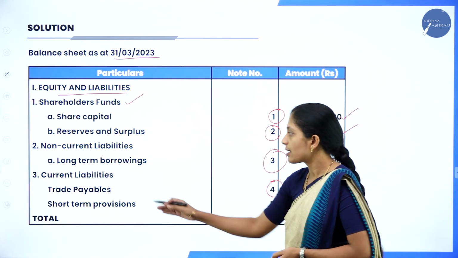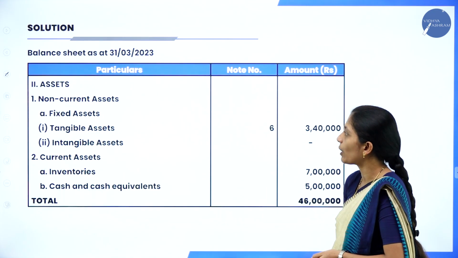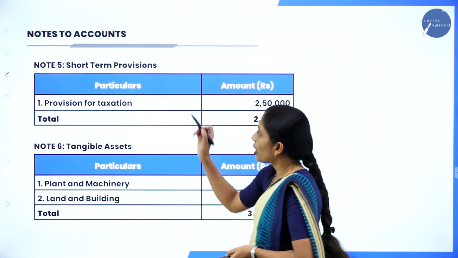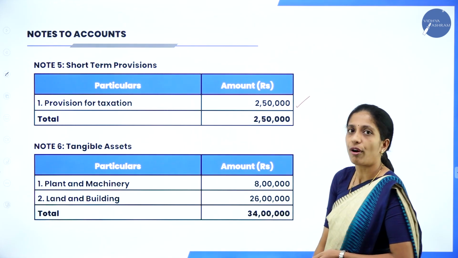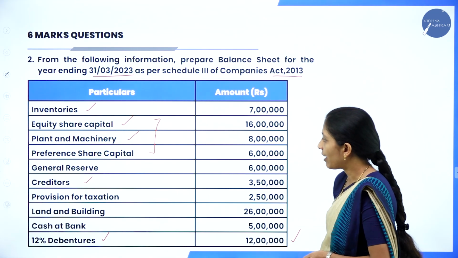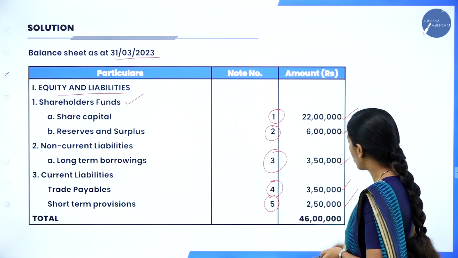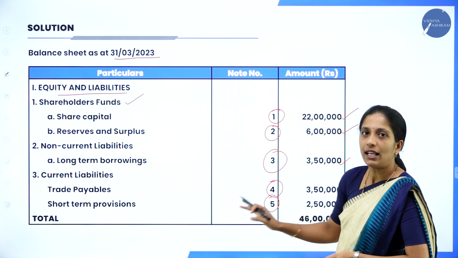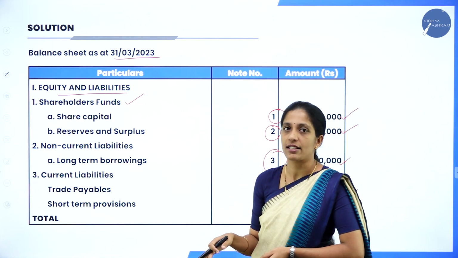And the next one is short-term provisions. Short-term provision is also one of the notes here. That is short-term provision, provision for taxation. It comes under short-term provisions. So you'll write short-term provisions. We have provision for taxation 2,50,000. So short-term provision is 2,50,000. If you total, the total is 46 lakhs. Remaining are all assets. Okay.